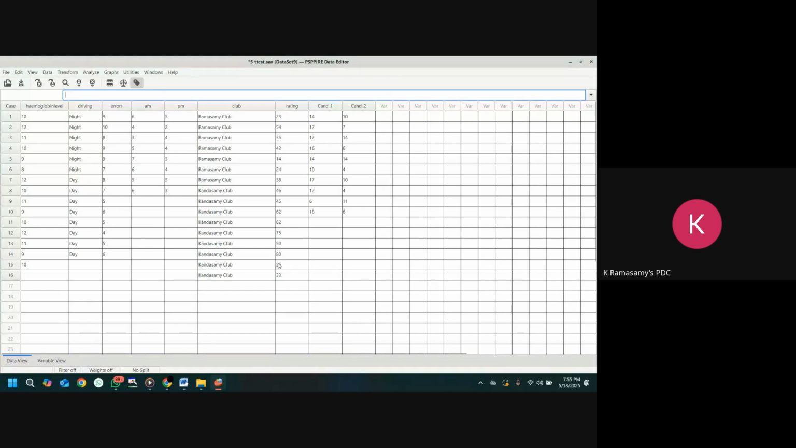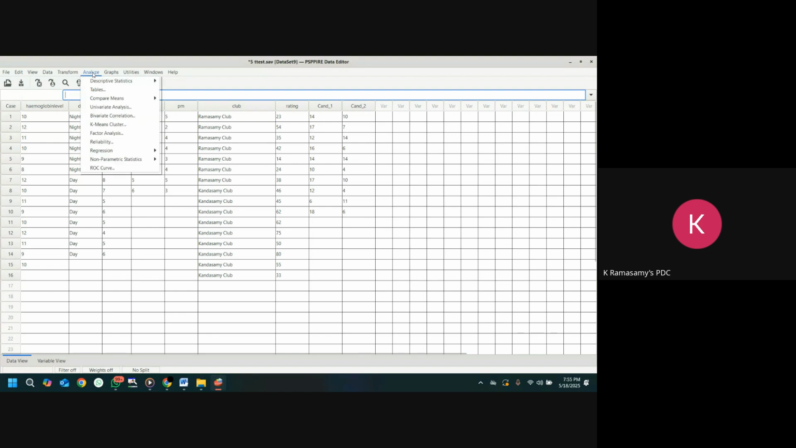So it is a number. It is a rating. We told them you have to rate the show from 1 to 100. The number you give is a rating. It is not a numerical number. It's a rating. Rating means ordinal data. So we want to find out, what is the hypothesis? There is no significant difference between rating of Shakespeare's drama by Ramasamy Club members and the Kandasamy Club members. That is my hypothesis. But here, it is rating data, ordinal data. So I cannot conduct an independent sample test.